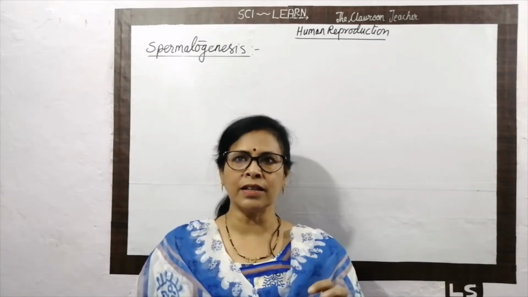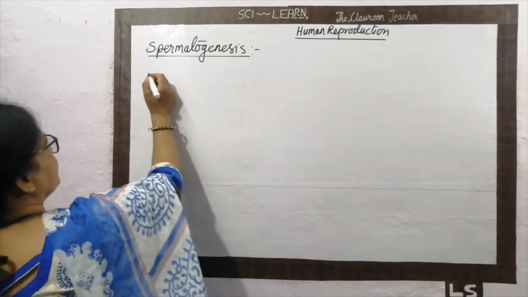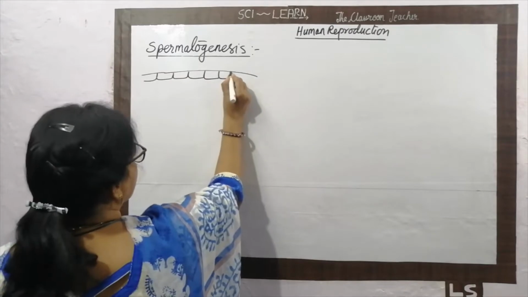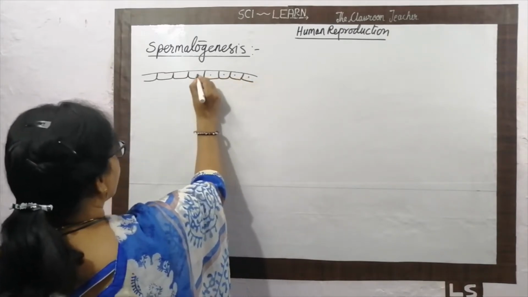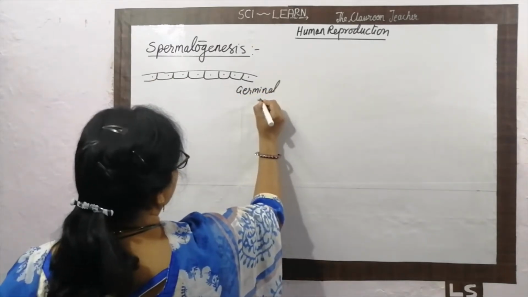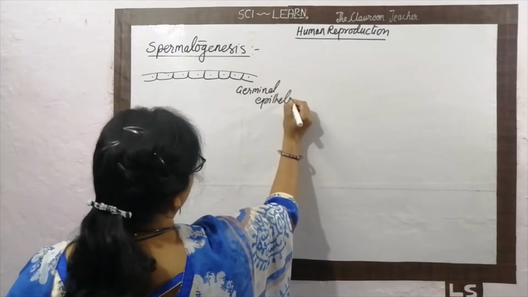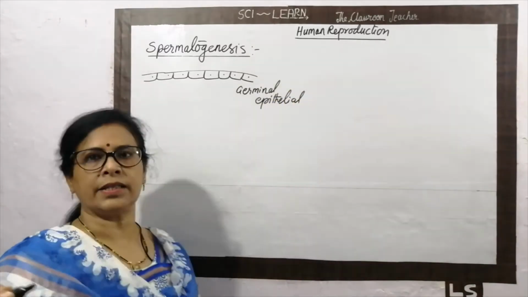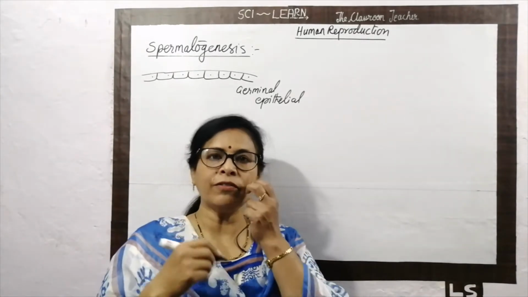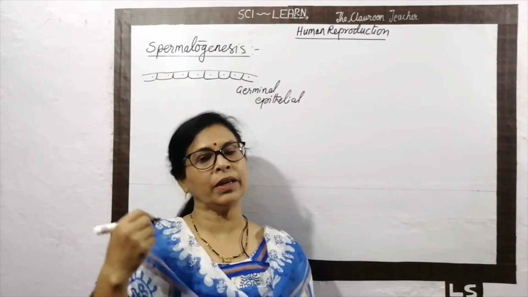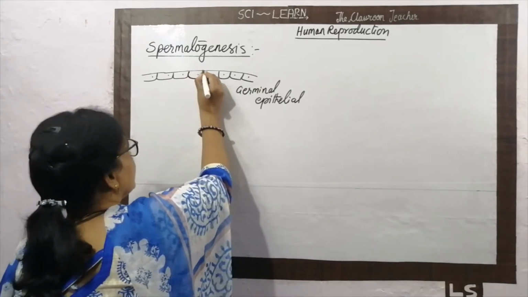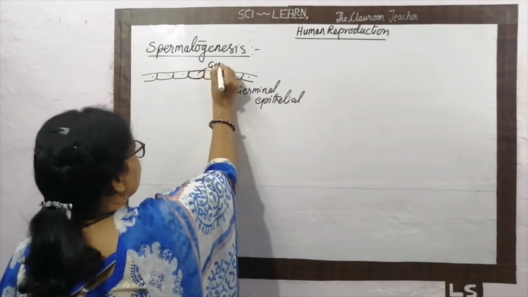Seminiferous tubules consist of the germinal epithelium. This is a section of the seminiferous tubule in which germinal epithelium is present. Out of all these germinal epithelial cells, only one cell is able to move on for the further process, and that cell is called the germ cell. So let us suppose this is a germ cell.